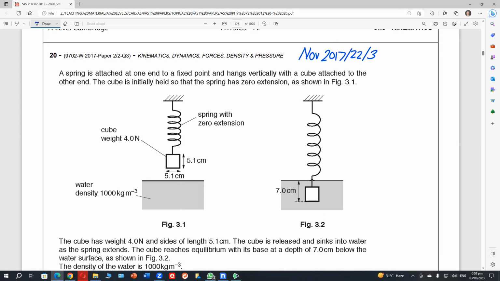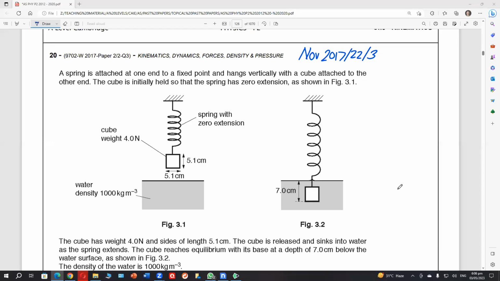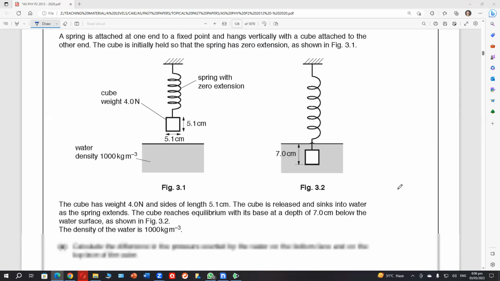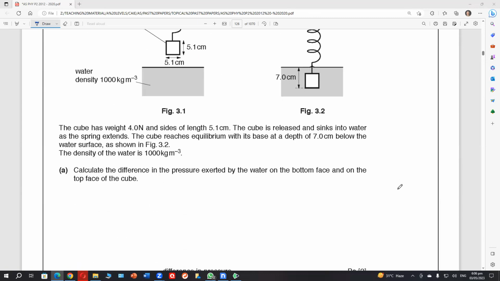Yes, also on Monday, like I was about to say yes. A spring is attached at one end to a fixed point and hangs vertically with a cube attached to the other end. The cube is initially held so that the spring has zero extension as shown. The cube has weight 4 Newton and sides of length 5.1 centimeter. The cube is released and sinks into water as the spring extends.